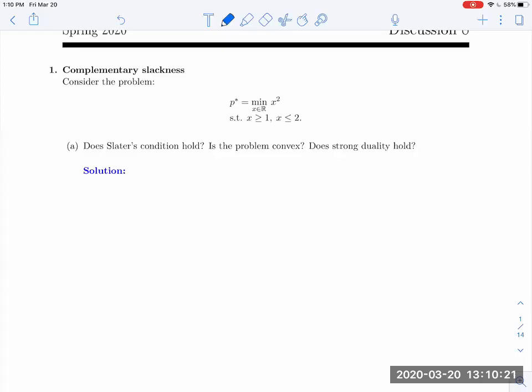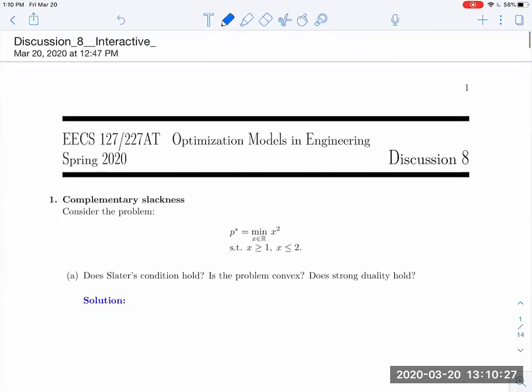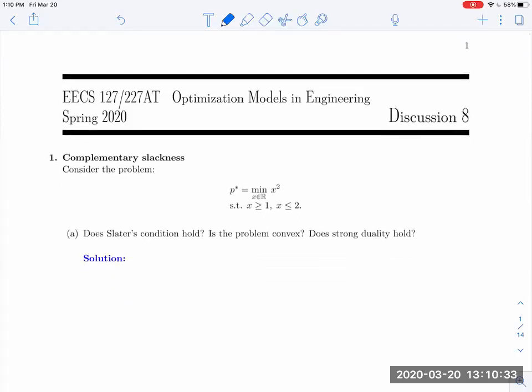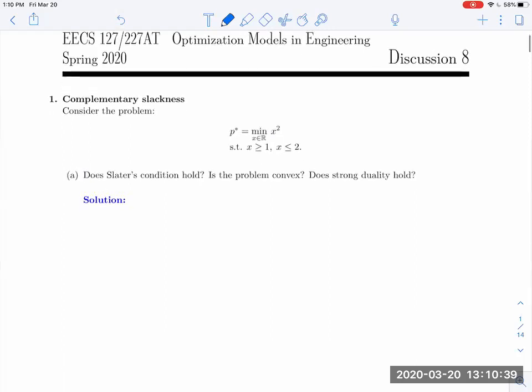So today's discussion is going to be on duality, mainly KKT conditions. The problems themselves are pretty simple, but what we want to focus on in this particular version of discussion is interaction. So we want to work together and help each other find the answers.